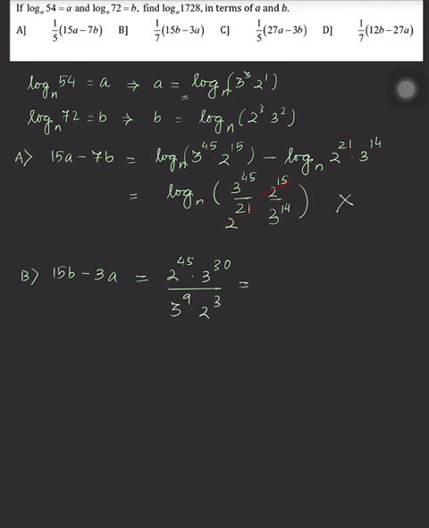This gives me values. You can see when you cancel this, this is 2 to the power 42, this is 3 to the power 21, and this is nothing but 2 to the power 6 into 3 to the power 3. And our 1728 was how much? This was 12 cube, 2 to the power 6 into 3 to the power 3. So the answer is option B. I hope this one helped. Thank you.